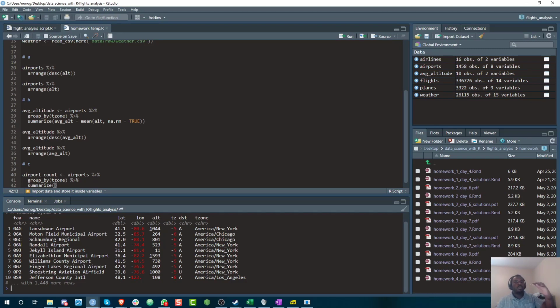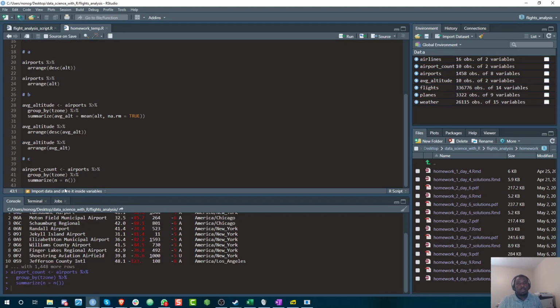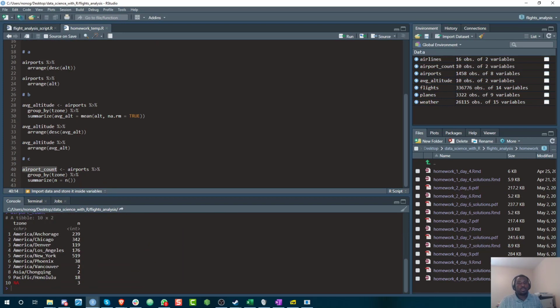So if a time zone shows up several times, or let's say if a time zone shows up 10 times, it means that there are 10 airports in that time zone. So this is a case where we can use the n function, and the n function is for count. If you've taken statistics classes, usually n is for the total number of people in our sample, and that's exactly why we have the n function here. And I just stored it inside airport count. So right now you have the number of airports in each of these time zones. Previously what we did is we calculated the average altitude.